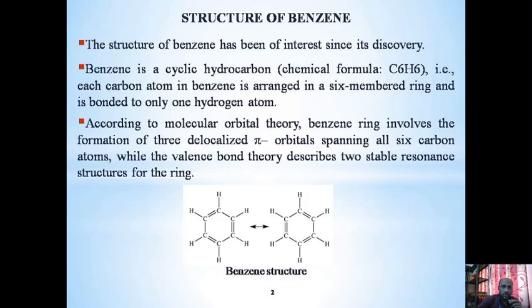atoms, while valence bond theory describes two stable resonance structures of benzene, that is structure 1 and structure 2. Both structures of benzene are the same, but they have this alternation of bonds. These are all known as resonance structures.